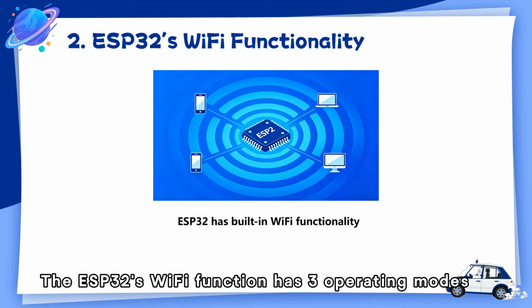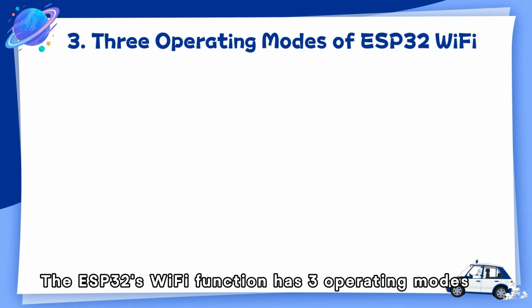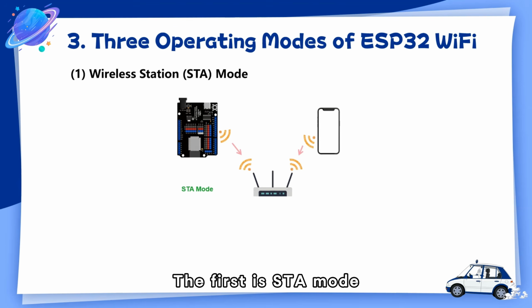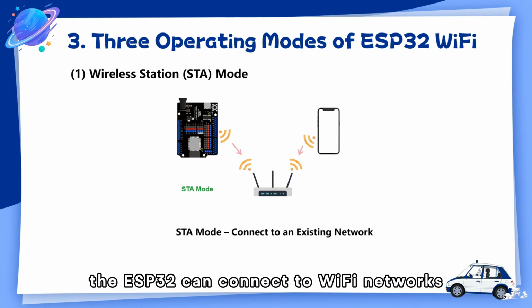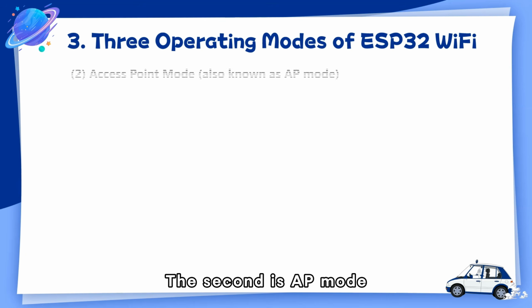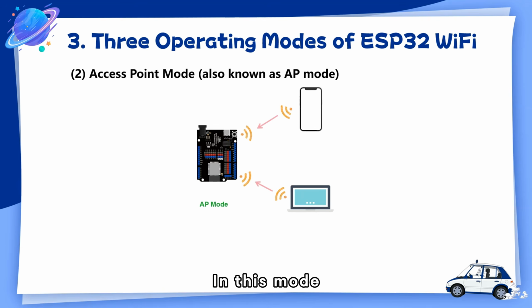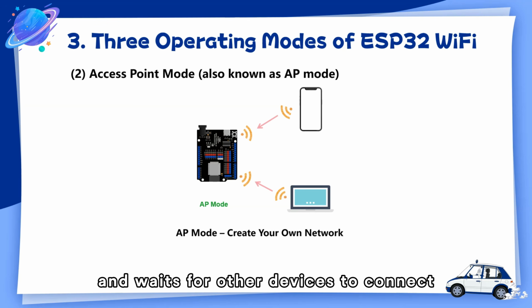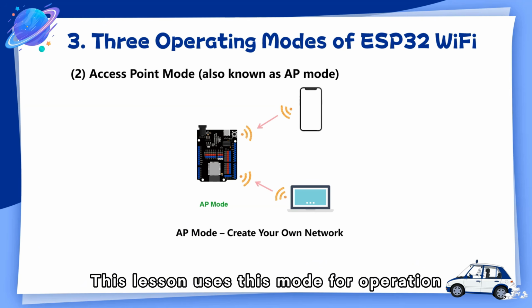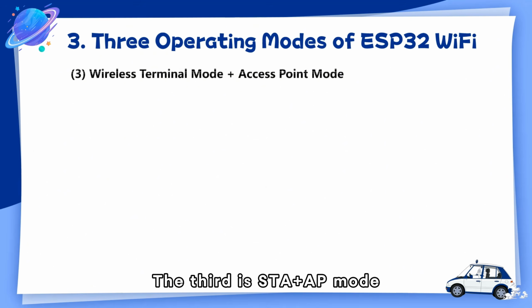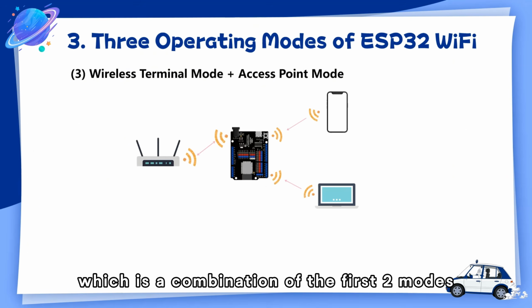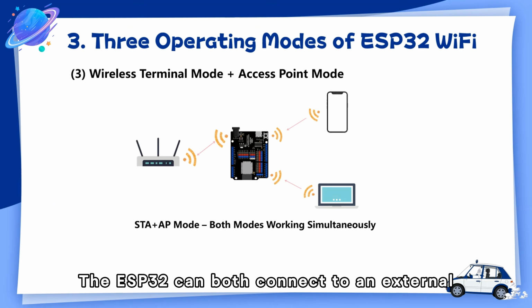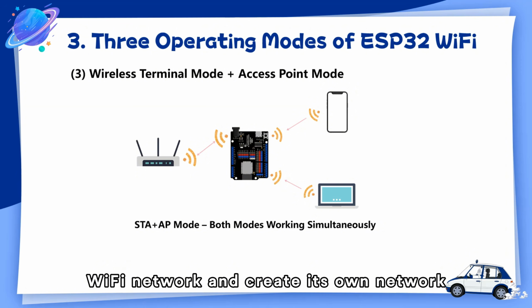The ESP32's Wi-Fi function has 3 operating modes. The first is STA mode. In this operating mode, the ESP32 can connect to Wi-Fi networks generated by other devices. The second is AP mode. In this mode, the ESP32 itself creates a Wi-Fi network and waits for other devices to connect. This lesson uses this mode for operation. The third is STA plus AP mode, which is a combination of the first 2 modes. The ESP32 can both connect to an external Wi-Fi network and create its own network.